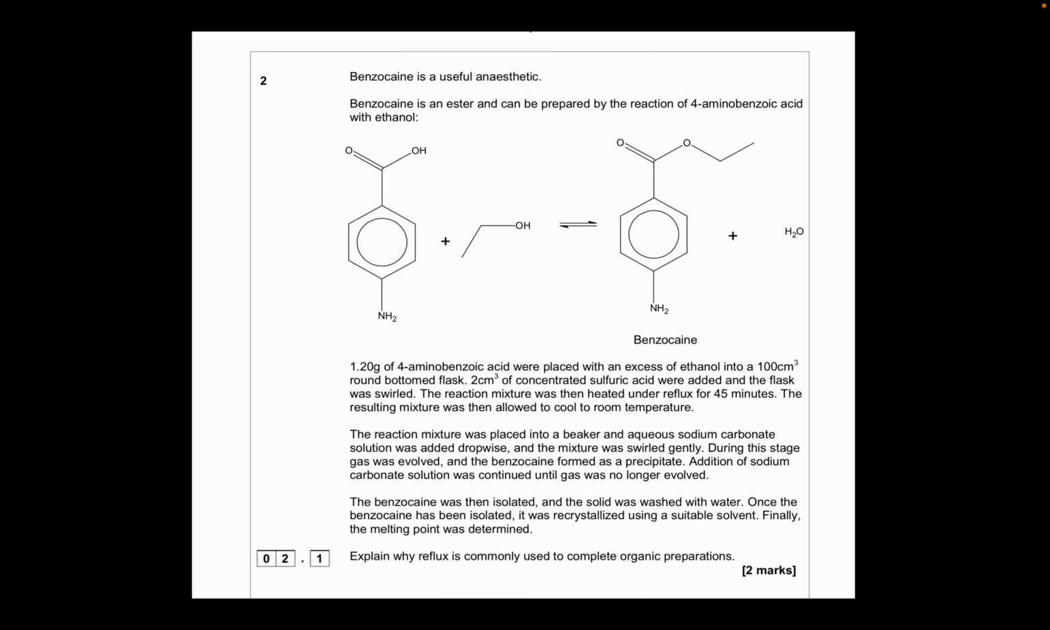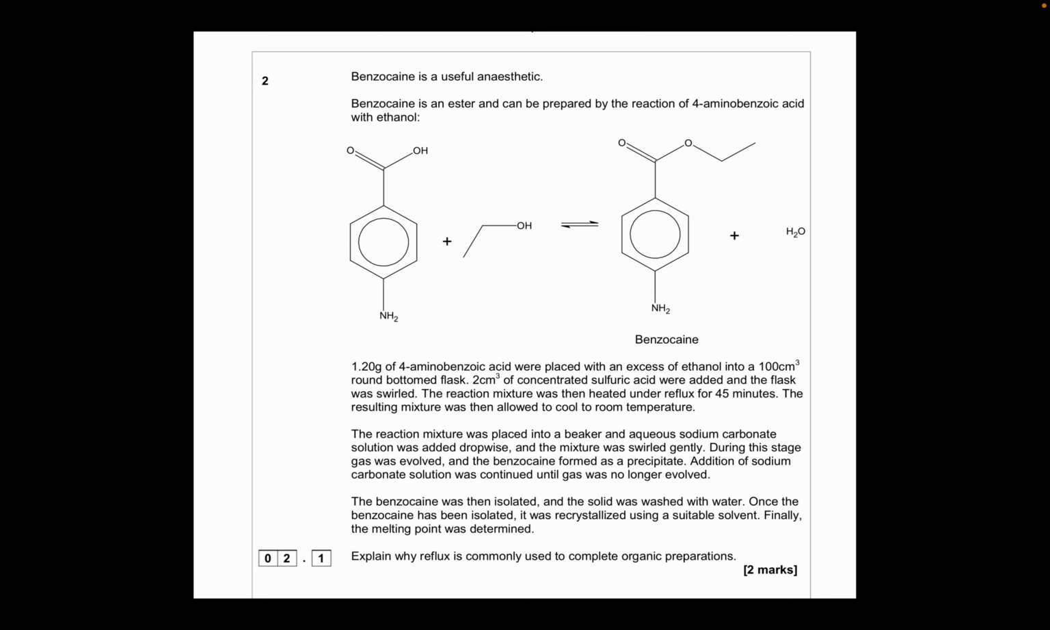Whoa, that's a pretty big question. Benzocaine is a useful anesthetic. Benzocaine is an ester that can be prepared by the reaction of 4-aminobenzoic acid with ethanol. So you can see the diagram here shown, how benzocaine is an ester, and how it's reacting. We're seeing the reaction of 4-aminobenzoic acid with ethanol.